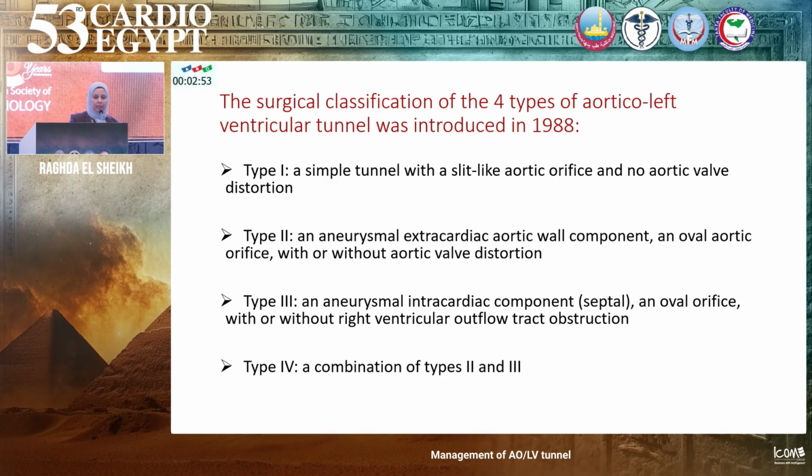And this is the surgical classification of the tunnel. We have type 1, which is the simple tunnel, slit-like as in our case, with no aortic valve distortion. Type 2 of the tunnel has an aneurysmal extracardiac aortic wall component and an oval aortic orifice, with or without aortic valve distortion. Type 3 has an aneurysmal intracardiac component and an oval orifice, with or without right ventricular outflow tract obstruction from this tunnel. So the third type comes with a right ventricular problem, not only a left ventricular problem. The fourth type is a combination of type 2 and type 3.